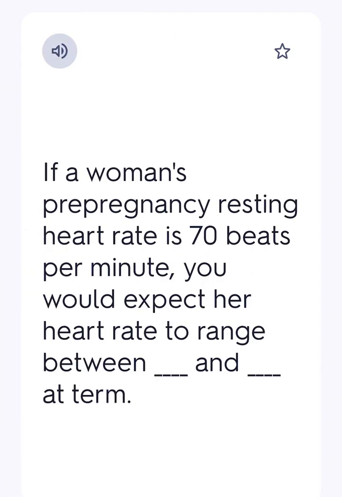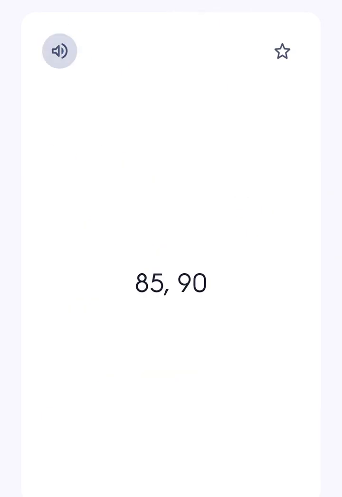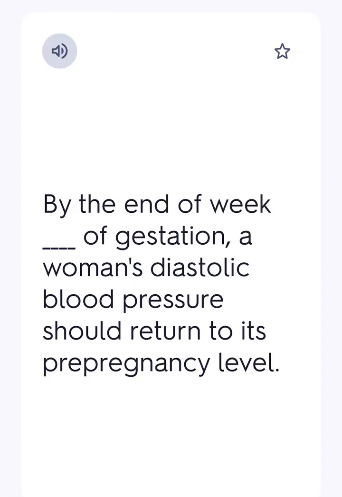If a woman's pre-pregnancy resting heart rate is 70 beats per minute, you would expect her heart rate to range between blank and blank at term. 85-90. By the end of week blank of gestation, a woman's diastolic blood pressure should return to its pre-pregnancy level. 36.